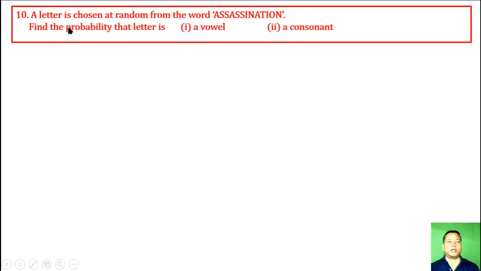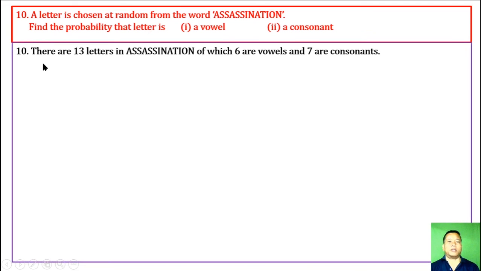Number 10. A letter is chosen at random from the word assassination. Find the probability that the letter is a vowel, a consonant. There are 13 letters in assassination, of which 6 are vowels and 7 are consonants. Therefore, P of drawing a vowel is 6 by 13. P of a consonant is 7 by 13.